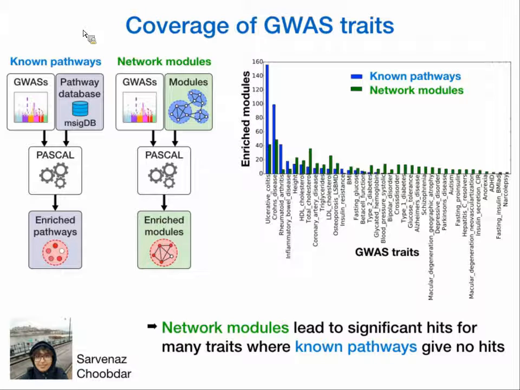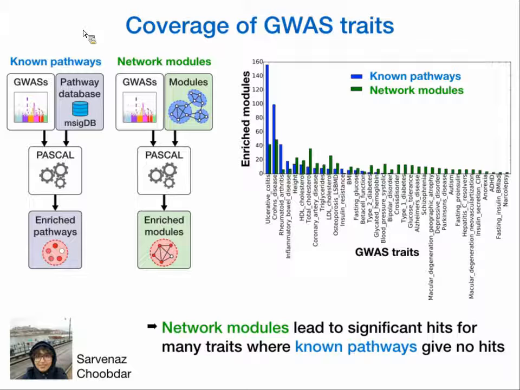But then she also did basically the same approach, but with gene sets derived from networks. She applied some standard module identification methods to a network collection that I will show you on the following slides. So she had a bunch of network-derived modules and tested those for enrichment and again checked which traits give significant hits. And you see that for many traits, we can get significant modules from these network modules where the pathway databases did not give any hits. Especially you see here many psychiatric disorders like schizophrenia and so on, which have zero hits in these pathway databases.